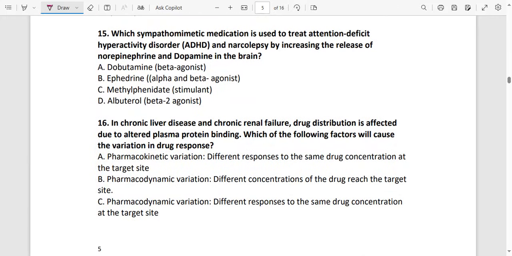Which sympathomimetic medication is used to treat attention deficit hyperactivity disorder and narcolepsy, where someone is too sleepy, sleeping in the day, by increasing the release of norepinephrine and dopamine? Dobutamine, ephedrine, methylphenidate, or albuterol. Anyone that can help?